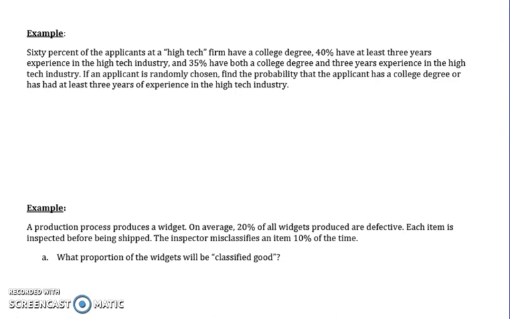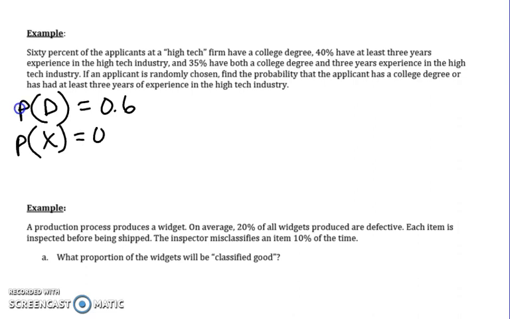So the probability that they have a degree is 0.6. The probability that they have experience is 40%, and the probability that they have a degree and experience is 0.35.